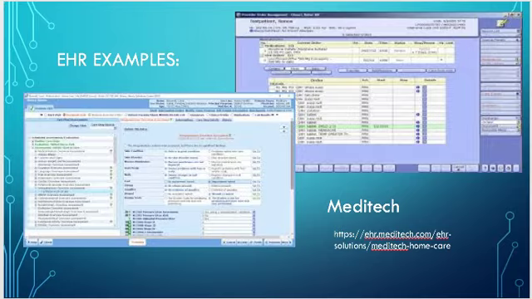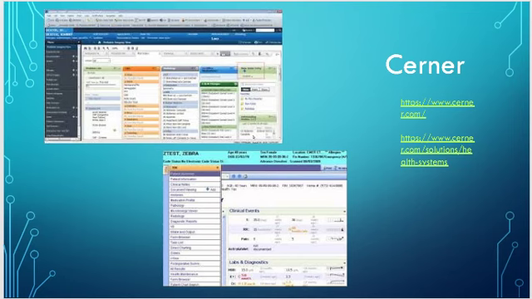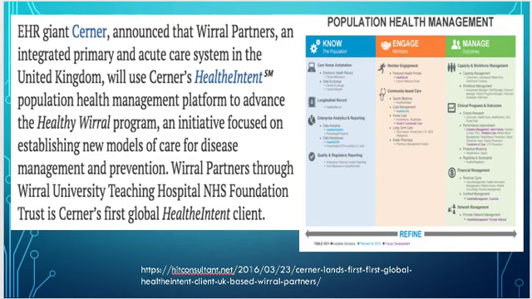And the second one I'm going to show you is Cerner. It's a little bit of an older company. I know they're still using it all over the place, but the reason I wanted to show you is because they've actually started to work with a company on population health management tools. So Cerner announced a partnership in 2016 with Wirral Partners. They integrated primary and acute care systems in the UK with something called Cerner's Health Intent, which is a population health management platform, and it focuses on establishing new models of care for disease management and prevention. I've also linked here the website for that as well. It's a really interesting twist on documentation or electronic health records.